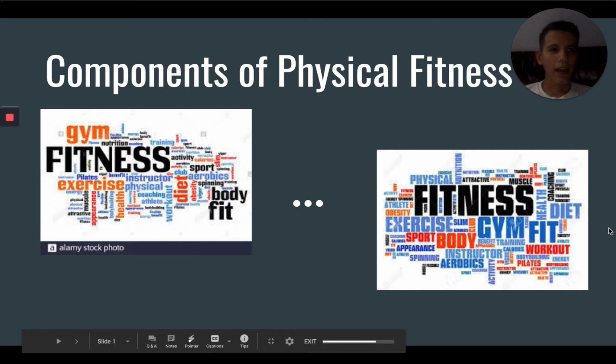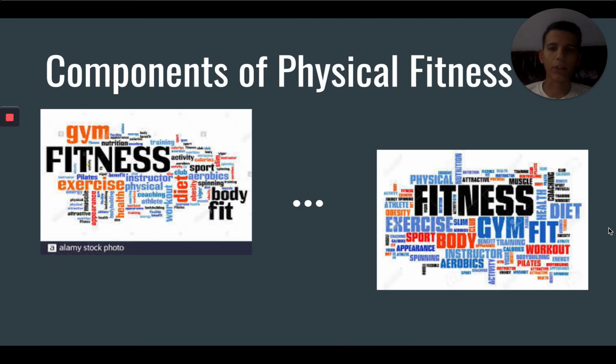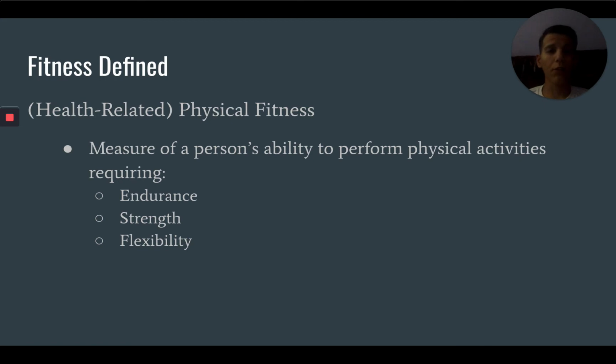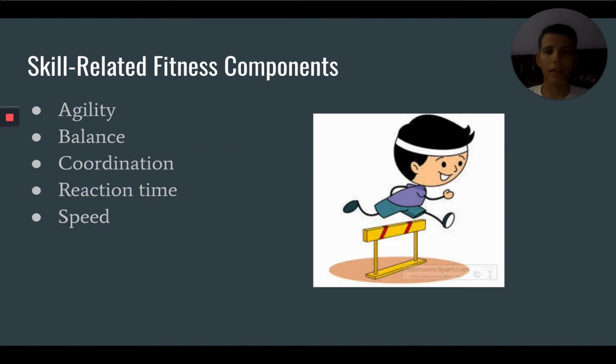Hey everyone. In today's lesson, we are going to be learning and talking about the components of physical fitness. There are two types of physical fitness, skill-related and health-related fitness. Health-related fitness is a measure of a person's ability to perform a physical activity requiring endurance, strength, flexibility. Skill-related fitness components are required of agility, balance, coordination, reaction time, and speed.